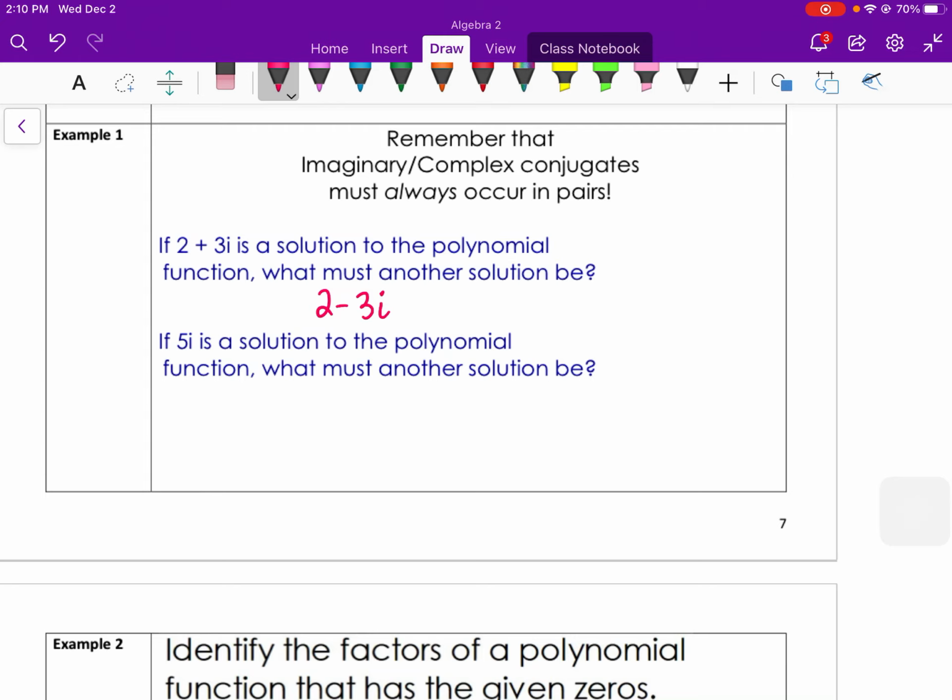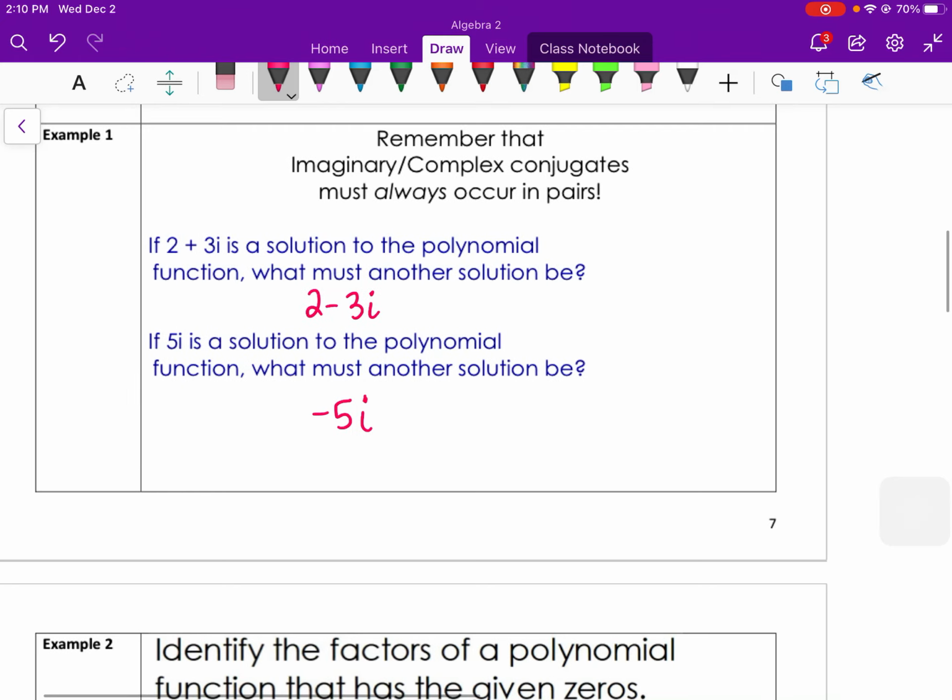If 5i is a solution, then negative 5i has to be the other solution. So they always come in pairs. That'd be like if x squared equals negative 25, then you get plus or minus 5i. You always get 2 answers with the imaginary.